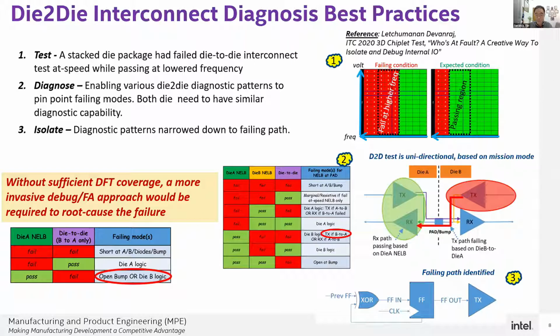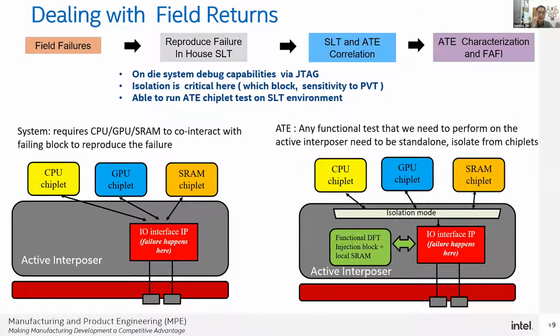All right. Now, the last one is about system. Just like I talked about diagnostics of the die-to-die, the third one is more interesting. Let's say you have a field failure. Typically, when you have a field failure, you need to reproduce the failure in-house in system level tests. Typically, you do it through JTAG. It's a very common way for you to debug through the system.